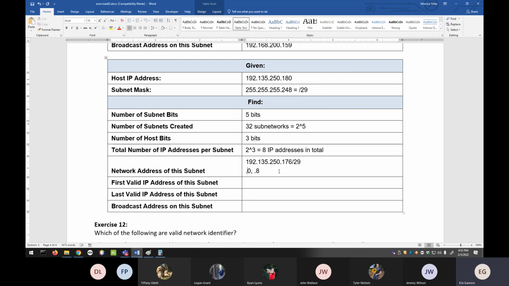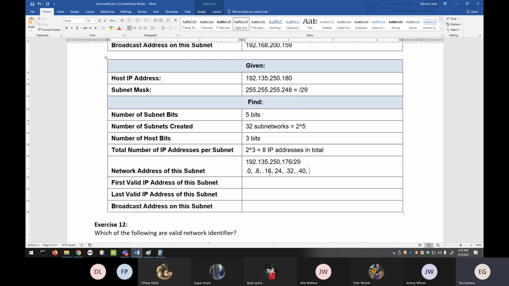The one that ends in .0 has IP addresses that go from .0 to .7. Is this IP address between .0 and .7? No. So I try the other one, .8. After .8, I will have .16. After .16, I will have .24. I just write the end because otherwise it's too long. After .24, I have .32.